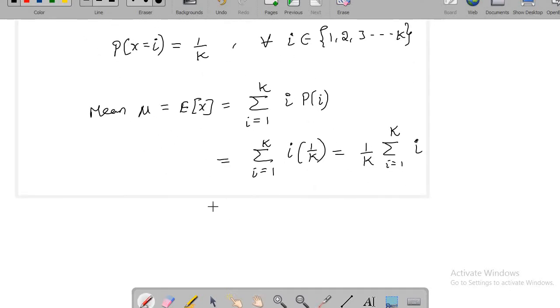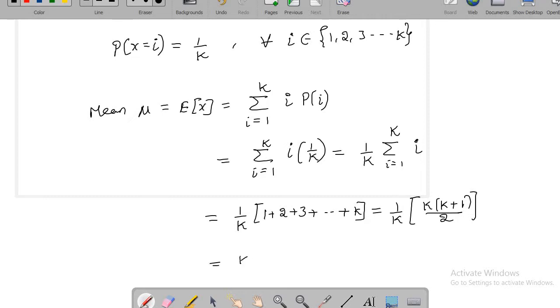Can you see what it means? So what I have here is 1 by k into 1 plus 2 plus 3 and so on plus k. So now what is the formula for sum of the first k integers? I hope you know the formula. So formula for this is nothing but k into k plus 1 by 2. So you can cancel k and k. So this was exactly k plus 1 by 2. So this is the mean of the distribution, k plus 1 by 2.